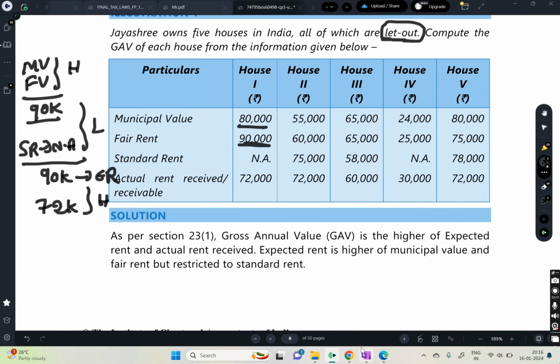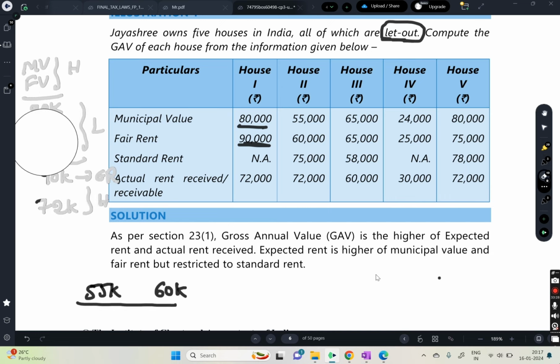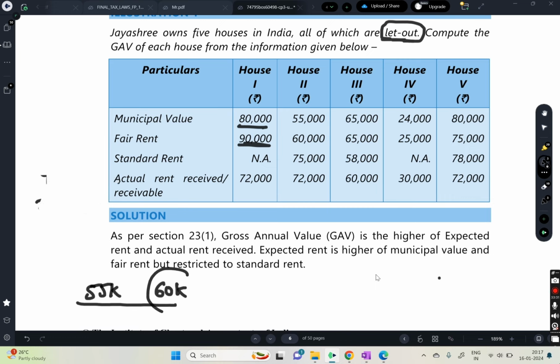Okay, now let me pick Tisha. Yes, sir. So house 2, can you tell me what is the municipal value? 55,000 and 60,000. What should I do with municipal value and fair rent? We will select whichever is higher. 60,000 is higher. Then I need to compare it with the standard rent, whichever is lower. Standard rent is 75,000, so 60,000 is the lower. So 60,000 will be called expected rent. Very good.